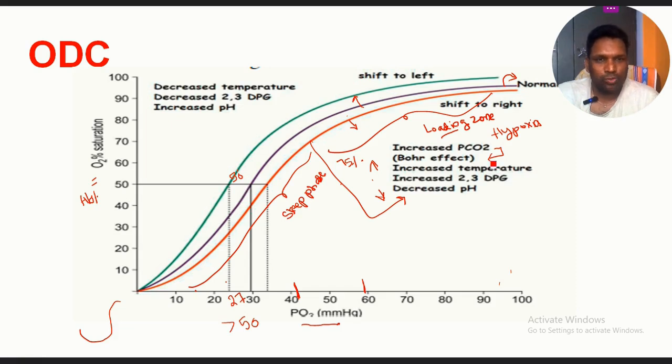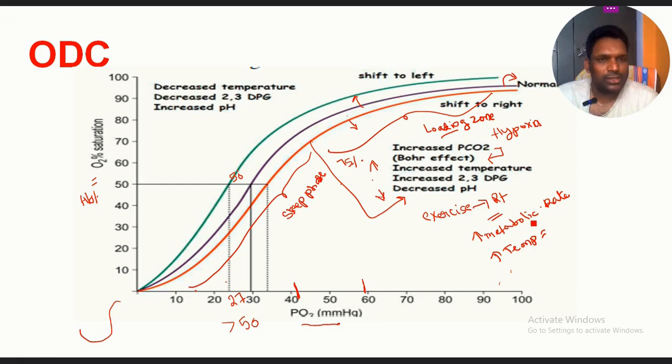Increased partial pressure of carbon dioxide causes unloading and loading of the oxygen occurs. That means oxygen is loaded to the hemoglobin, and carbon dioxide is unloaded at the lungs and sent out from the body, which is known as the Bohr effect. So these are the factors where the curve is shifting towards right.